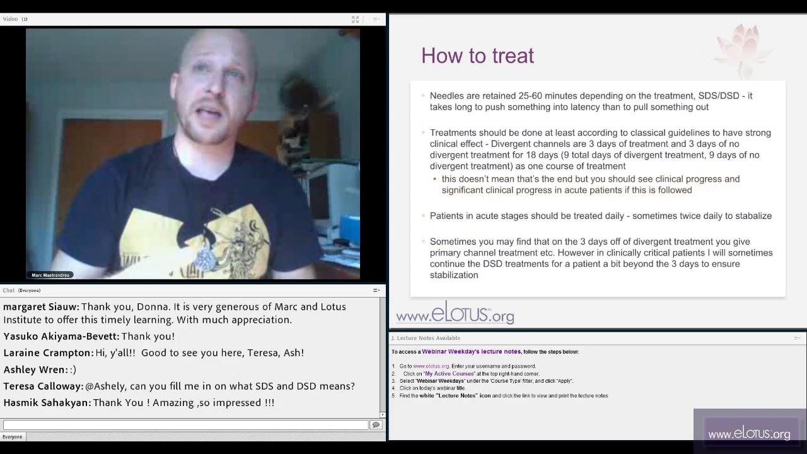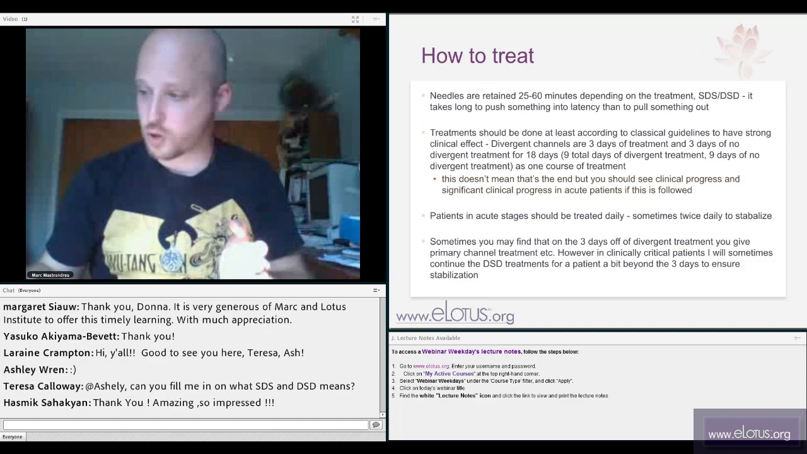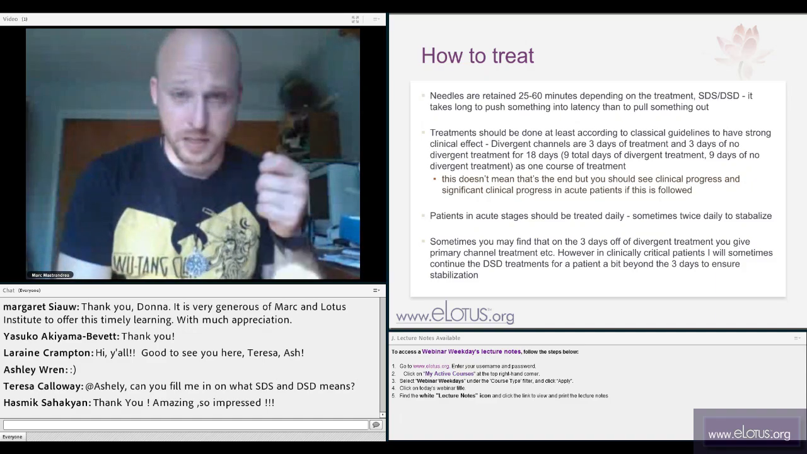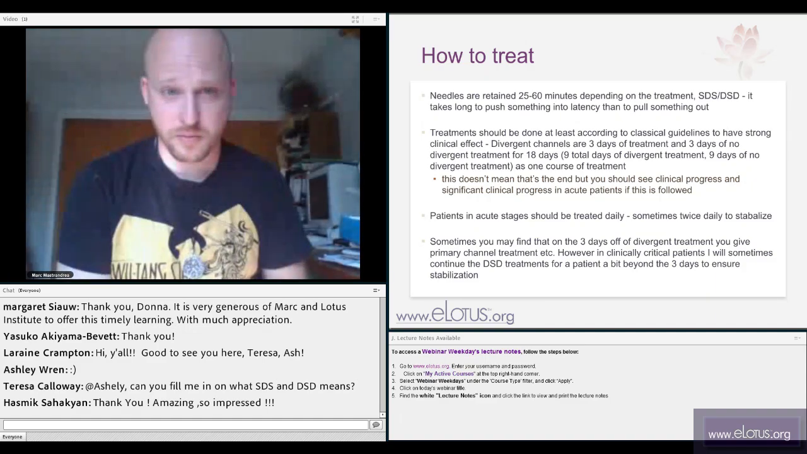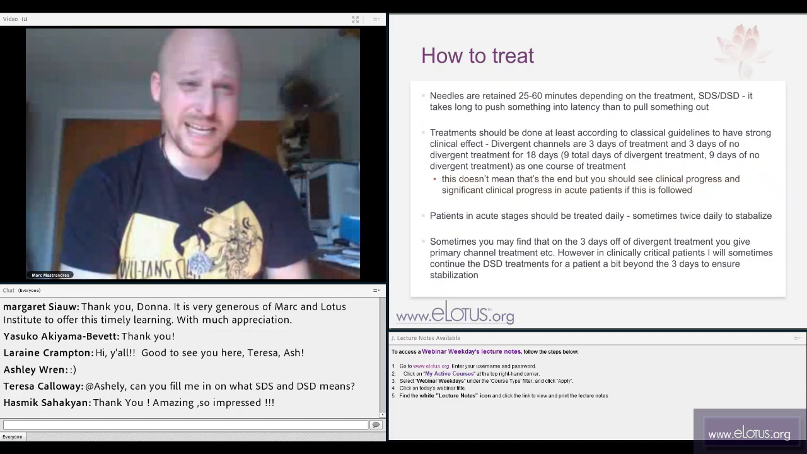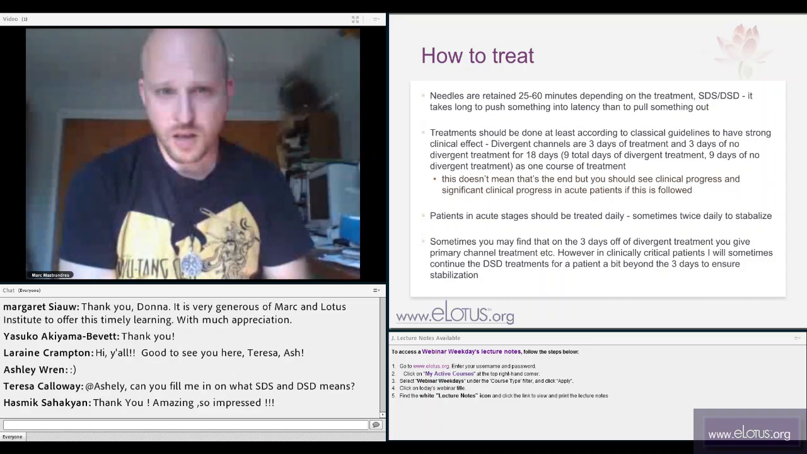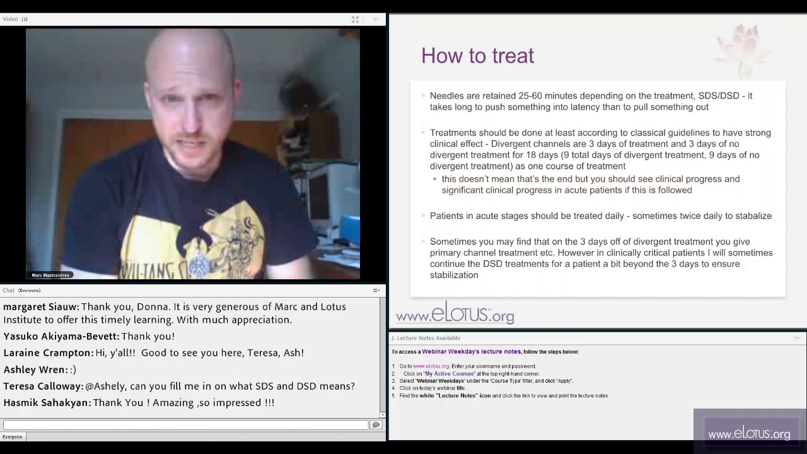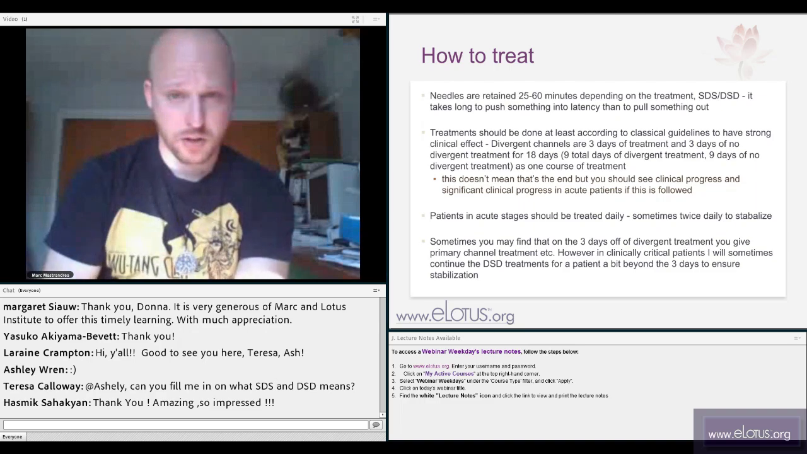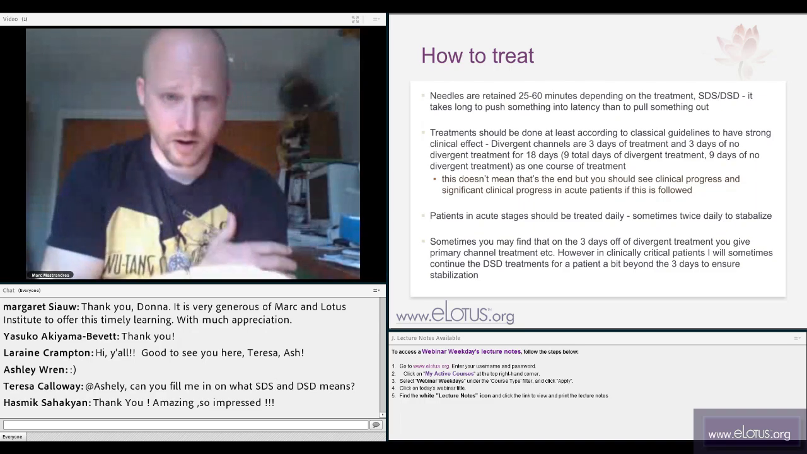DSD is generally held in less than SDS, remember, because you don't want to drain the person too much. SDS is generally held in more because you're trying to pull them down and disperse them. And also it takes Jing a while to move, right, and come up and out. It takes Yuan Qi a while to move. So treatments should be done at least according to classical guidelines. So this is something I want to be very clear about.